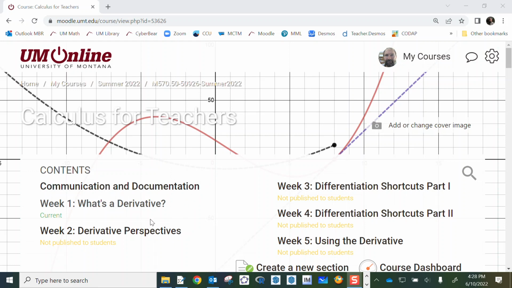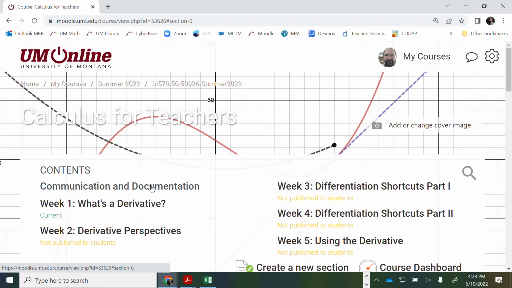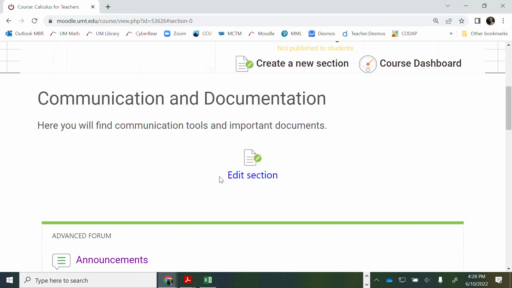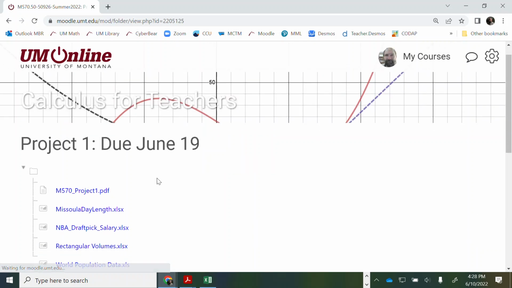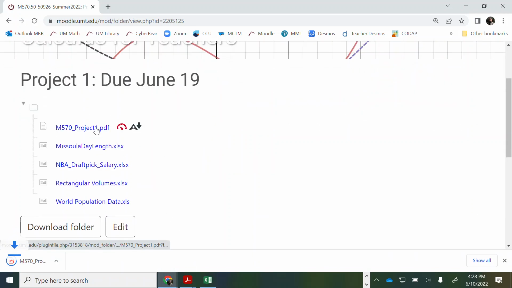Where do I find Project One? Well, I put it in communication and documentation. Since it spans several weeks, I didn't think it belonged in any one week of the course. So let's go ahead and go into communication and documentation. And when we go in there, you can see that towards the bottom is Project One. Let's go ahead and read the description.